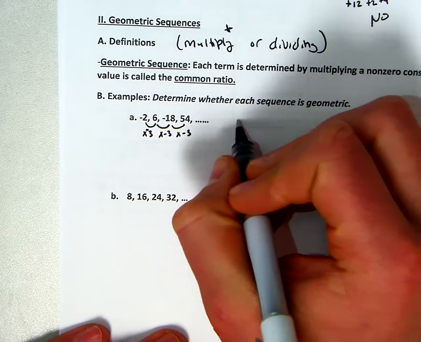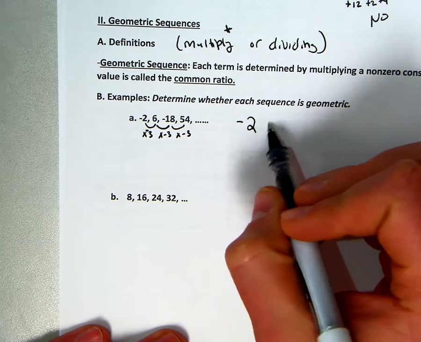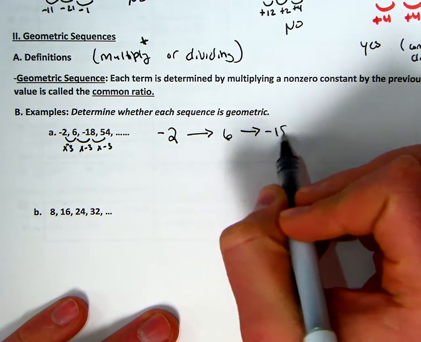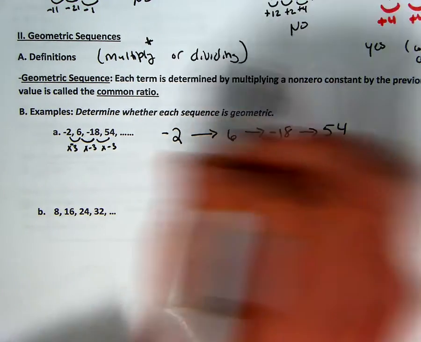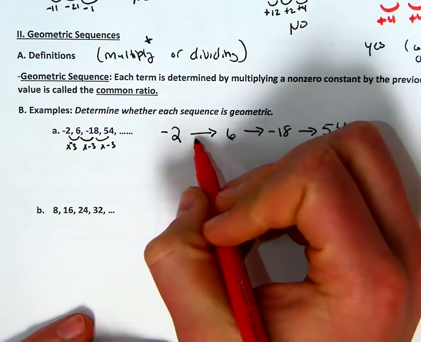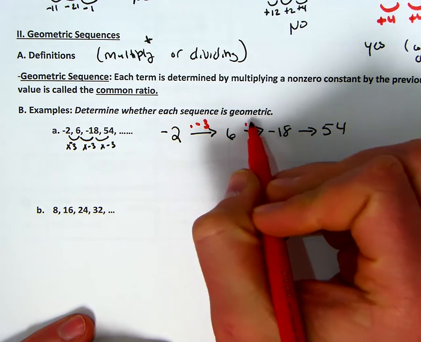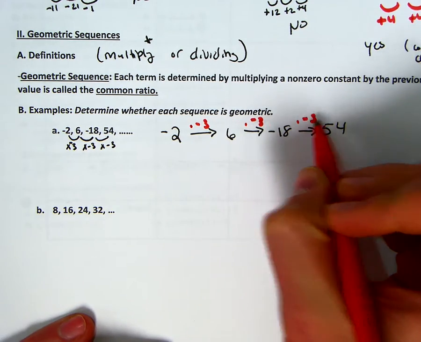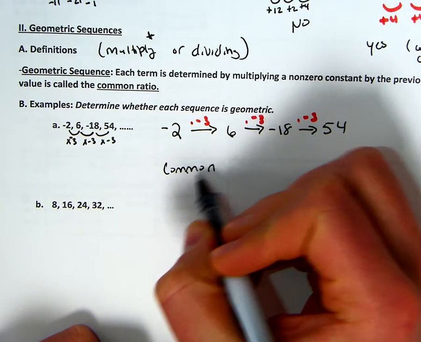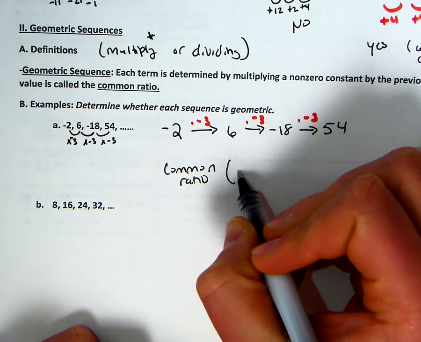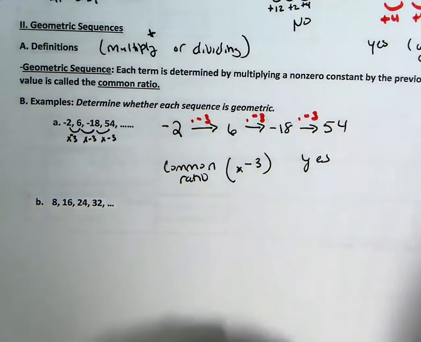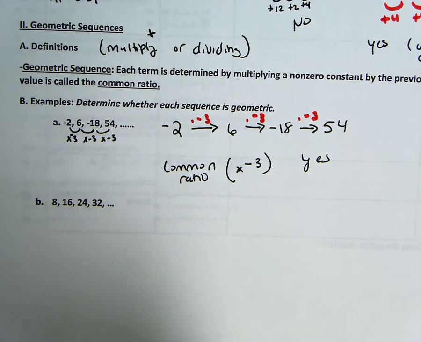Another way that you could look at this is just make it a little bit bigger. So we go from -2 to 6 to -18 to 54. So how would I go from -2 to 6? I multiply by -3, multiplied by -3, multiplied by -3. So this common ratio is multiplying by -3. Yes, so I put a little check there. So this first one is a geometric sequence.